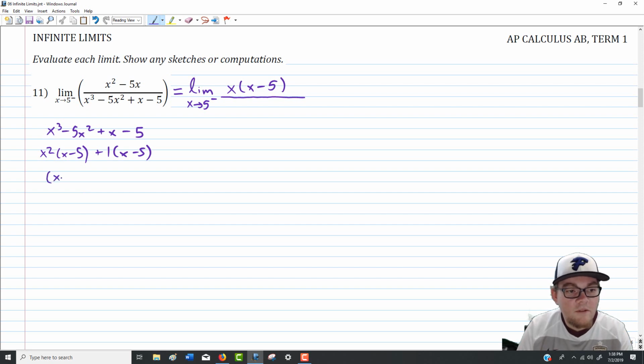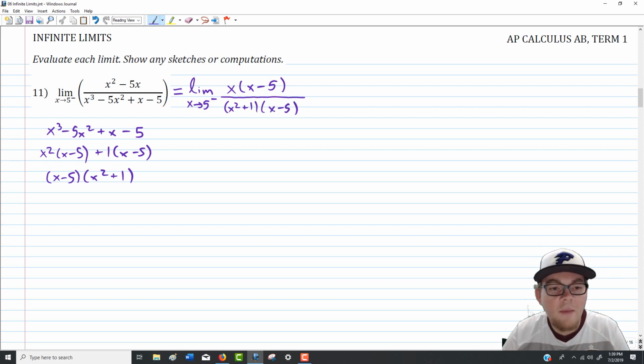And then this tells me it factors to x minus 5 times x squared plus 1. So with that in mind, no matter how you get there, we have x squared plus 1 times x minus 5. Now something interesting happens here.